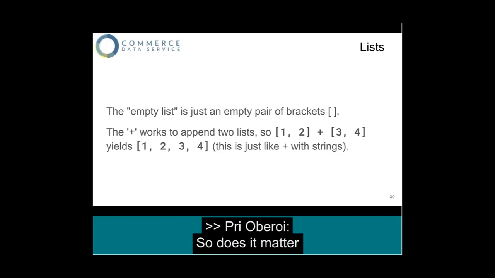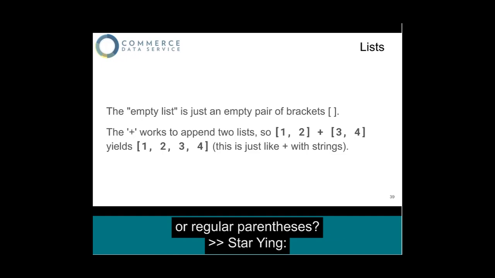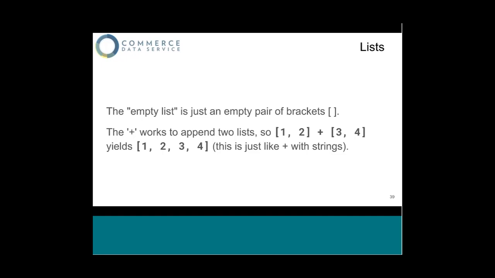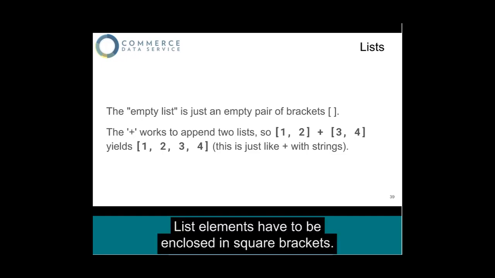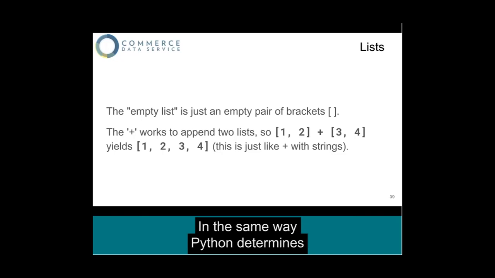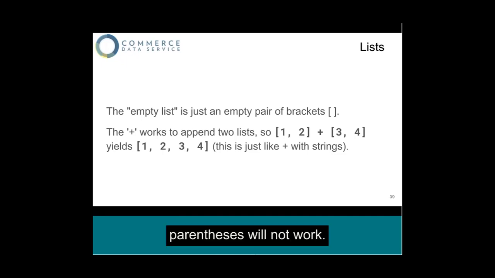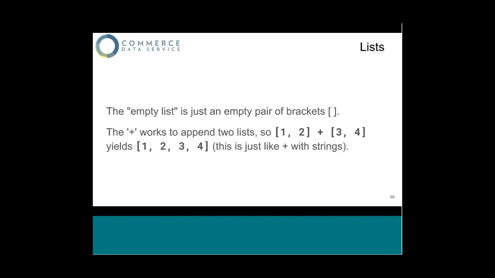Does it matter whether list elements are enclosed in square brackets or regular parentheses? List elements have to be enclosed in square brackets. That is the way Python determines something is a list, in the same way Python determines something is a string if it's in quotation marks. Something is a list if it's in square brackets. Parentheses will not work.